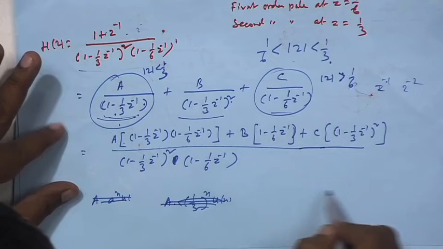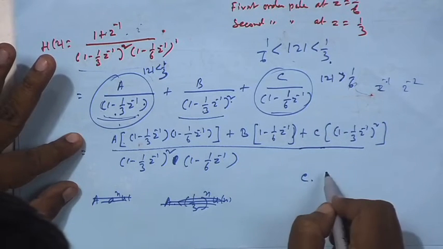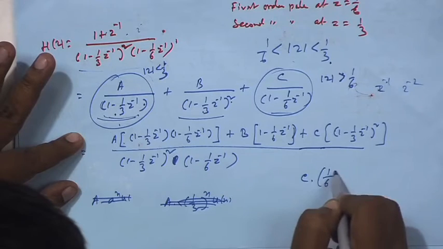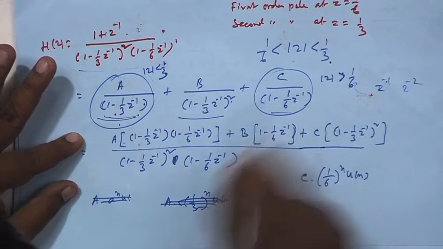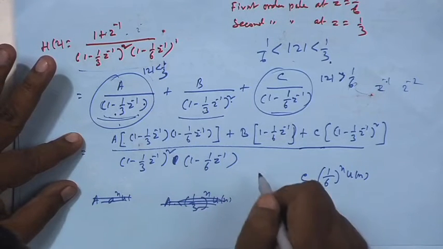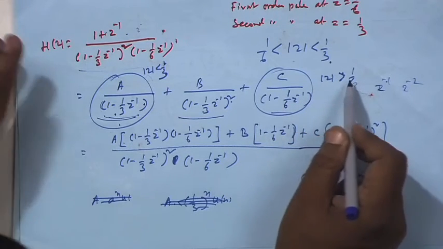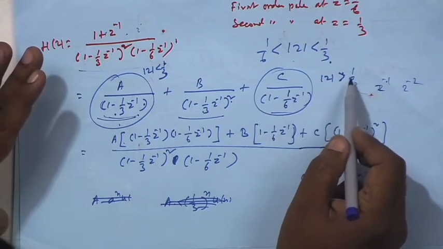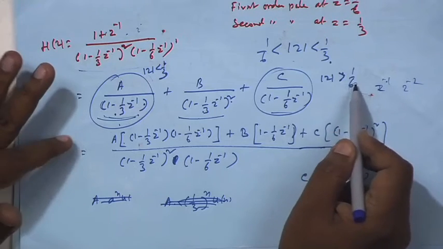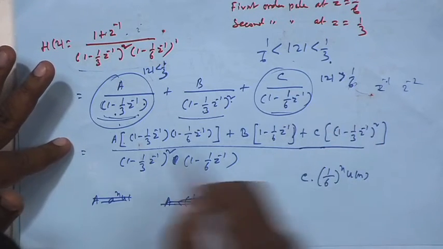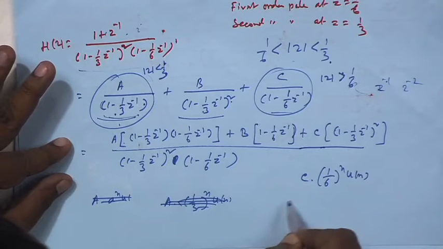So, this will give rise to C into A to the power n u n, because it is a right sided sequence, we have seen already. C constant 1 by 1 minus A Z inverse, mod Z greater than mod A, is same as mod 1 by 6, that is 1 by 6 itself. So, from our previous exercise you get this term.